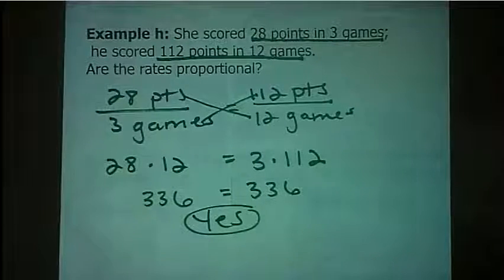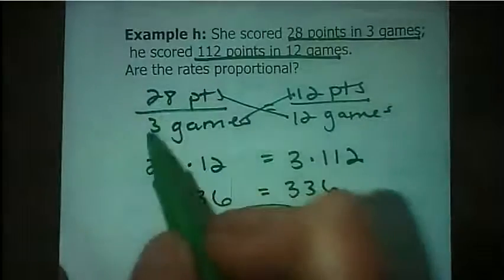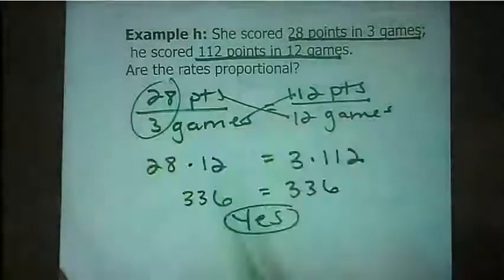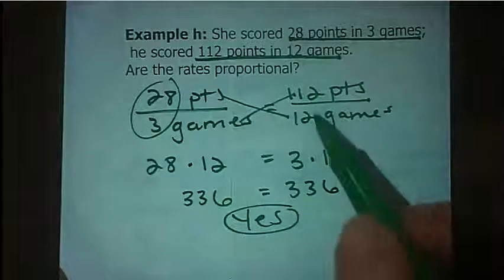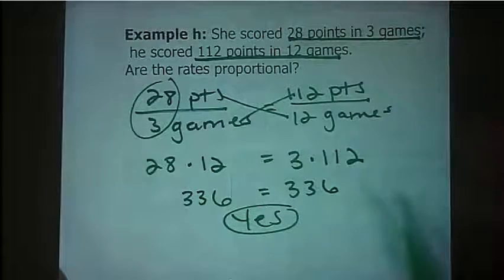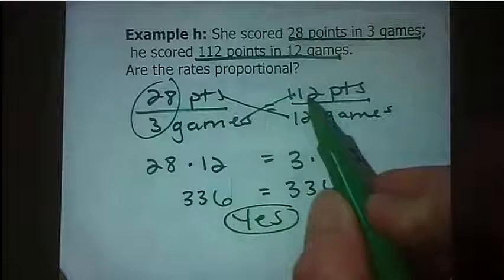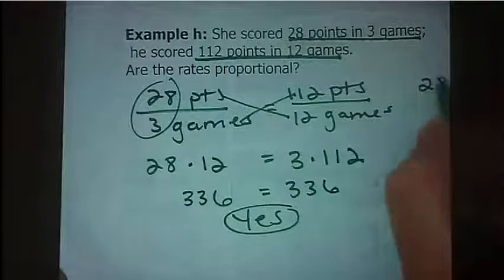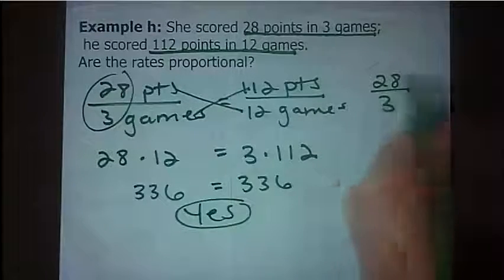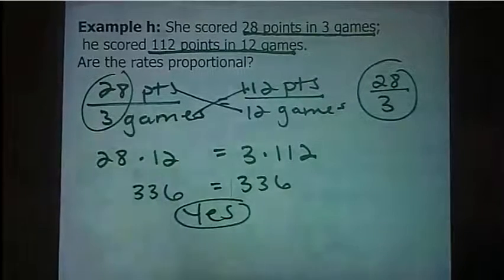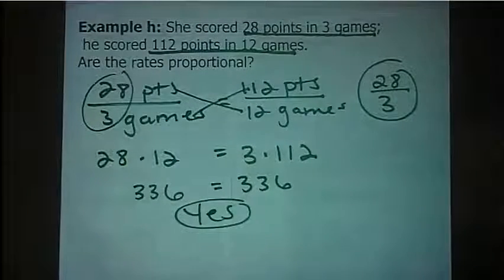You could have also simplified these. 28 thirds, there's actually not a GCF other than 1. 28 thirds is already in simplest form. For 112 twelfths, the GCF of this is 4. 4 goes into 112 28 times. 4 goes into 12 3 times. So they would both end up simplifying to 28 thirds, which means that yes, they are proportional.